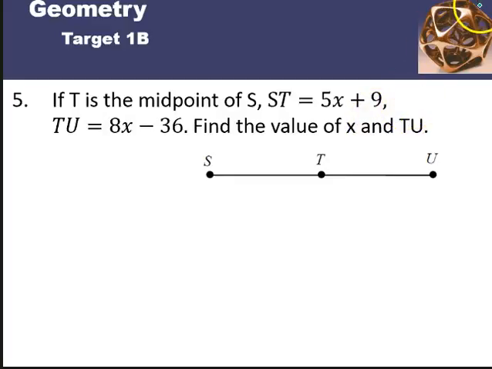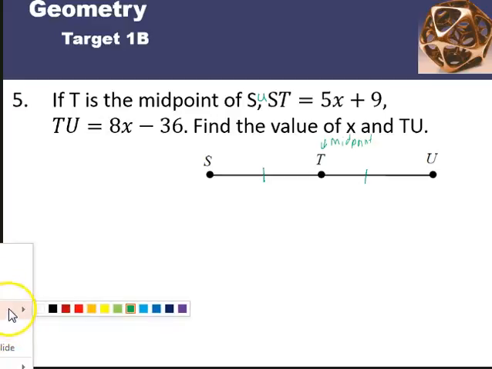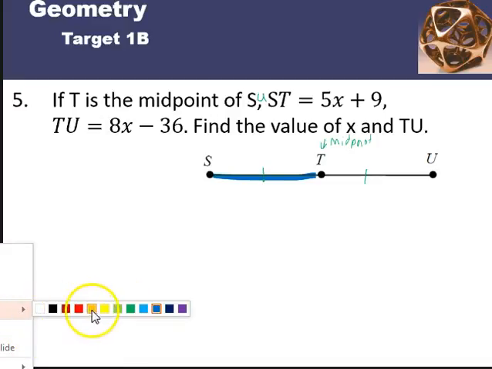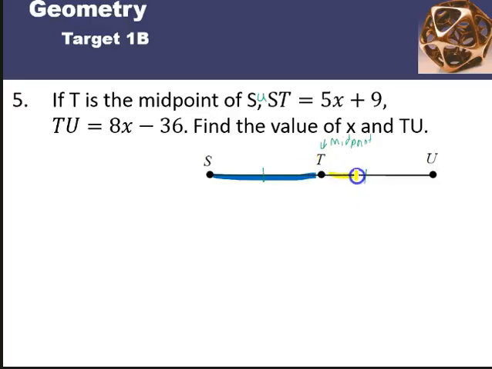So number 5, we're given that T is the midpoint of SU. This should say SU. So T is the midpoint of SU. So this right here is the midpoint. Remember, that means these two pieces are equal. So let me highlight the pieces. Here's a piece, ST, and here's another piece, TU. And those two pieces are equal because T is the midpoint.